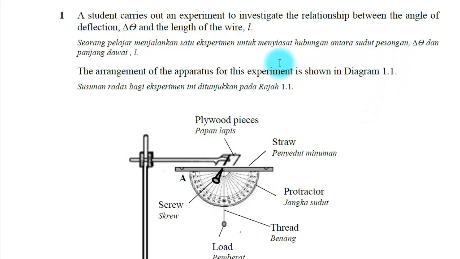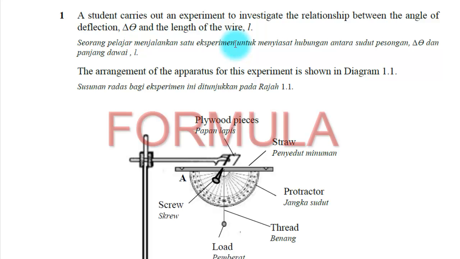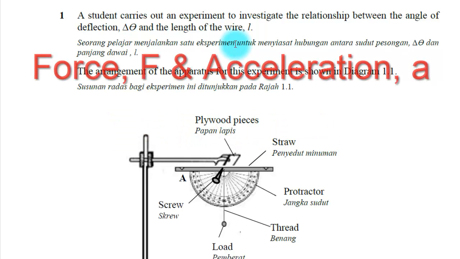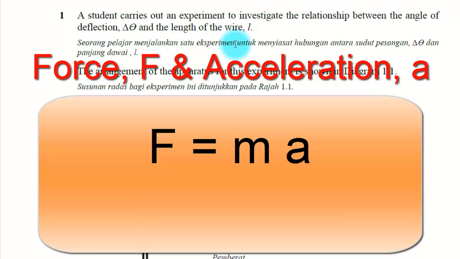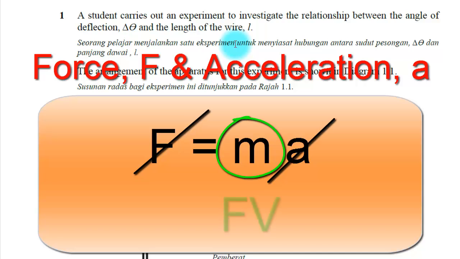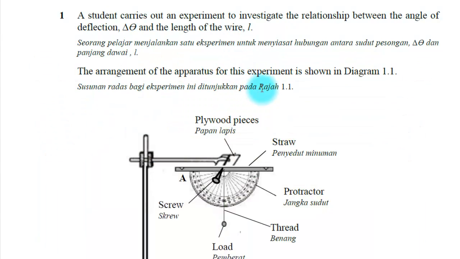Another one is by relating the manipulated and responding variable with a formula. Example, to determine the relationship between force and acceleration, the formula that relates to that experiment will be F equals to MA. Since F and A are already mentioned, it means that M will be your fixed variable. But you cannot use that method for this question because there is no general formula that relates to this. So you need to use another method.